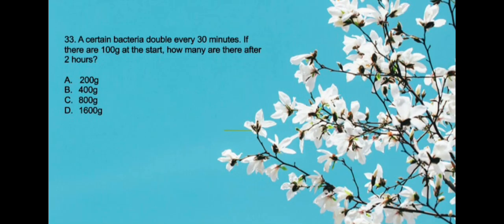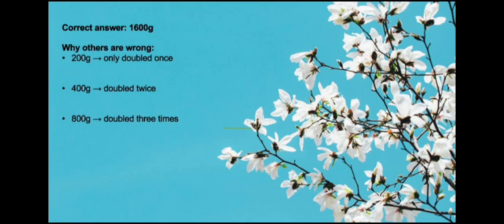So let's have number 33. A certain bacteria doubles every 30 minutes. If there are 100 grams at the start, how many are there after 2 hours? A, 200 grams, B, 400 grams, C, 800 grams, D, 1,600 grams. So the correct answer for this is 1,600 grams. And then the 200 is why the others are wrong. The 200 grams is only doubled once, the 400 grams is doubled twice, and the 800 grams is doubled 3 times.